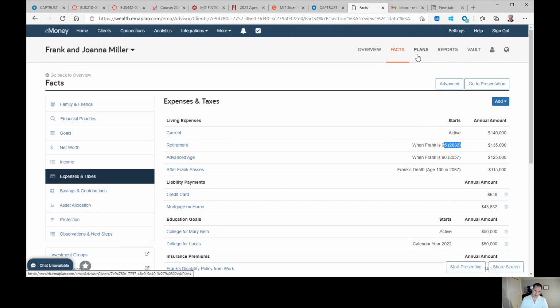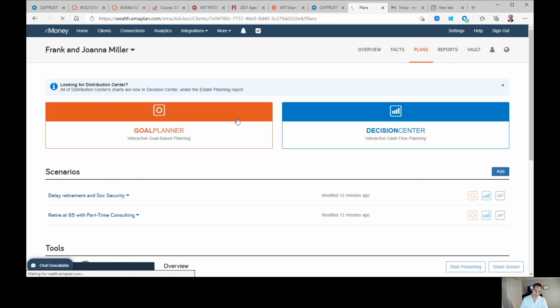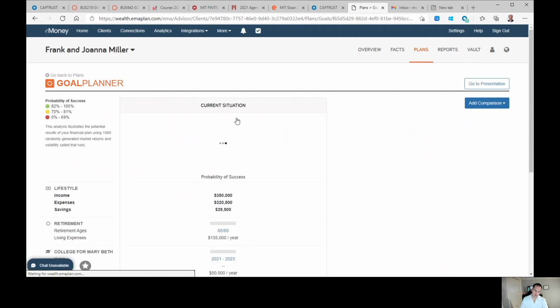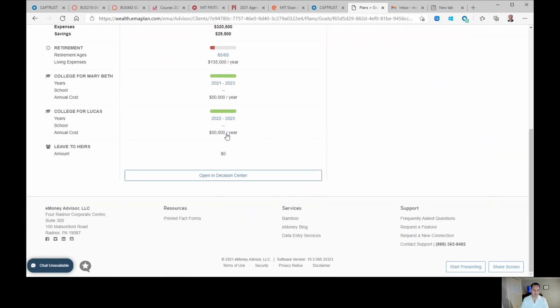Now we're going to go into the plans page. This is based on the current plan. No changes are made. Everything we just saw and reviewed, keeping that spending, 140, and then spending drops down to 115 when the first person passes away, and we can see here that they're not sustainable, right? 18% probability of success. What's their primary goal? Is that annual spending rate? Why is that goal unachievable?